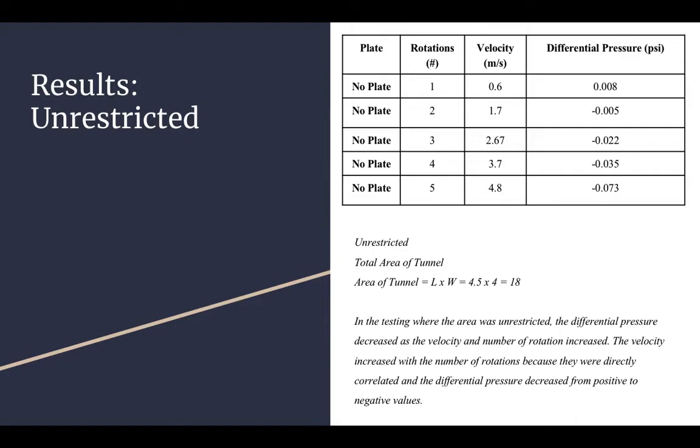The first experiment, we measured the velocity and differential pressure as we increased the speed of the airflow entering the tunnel without any restrictions. The total area of the tunnel measured to be 18 inches. As we increased the speed by rotations, we observed the exit velocity increased and the differential pressure decreased.